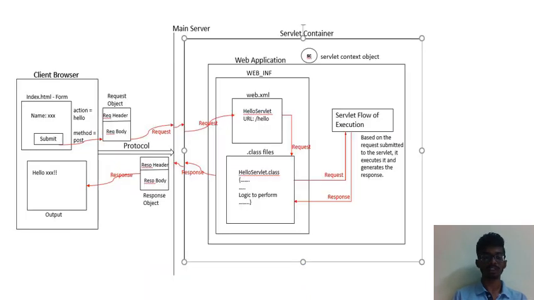And this is the main architecture of the client browser, and this is the servlet container. The client sends an HTML request, and this protocol is transferred to the server container. And inside the web application, the web.xml takes care of all the mappings, and then the class files contain the code to handle the request. These all are evaluated inside the servlet container and sent as the response to the client.